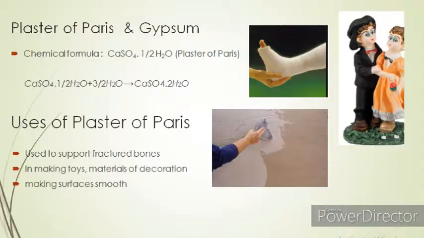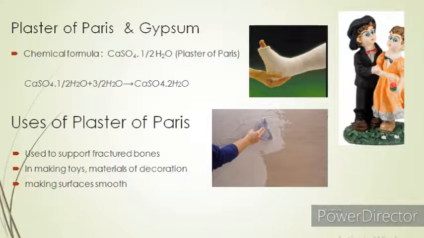Now we have come to the last topic, which is plaster of Paris. Plaster of Paris has a chemical formula of CaSO4.5H2O, which is calcium sulfate hemihydrate. It is commonly known as plaster of Paris. Now, if plaster of Paris is combined with water, it gives gypsum, that is calcium sulfate 2H2O.